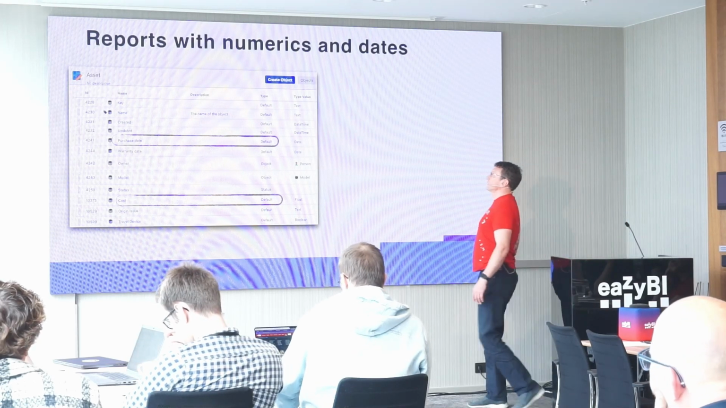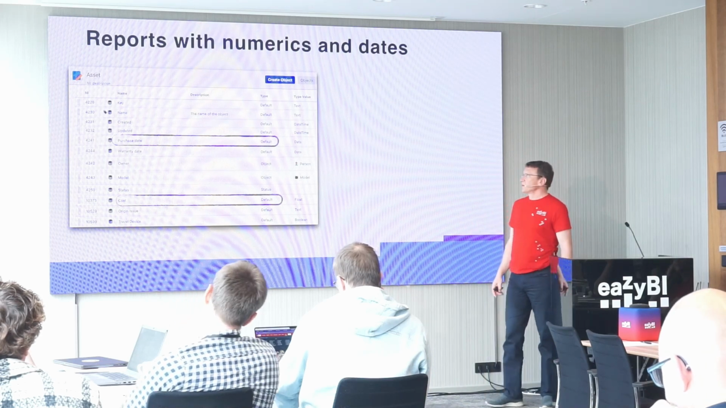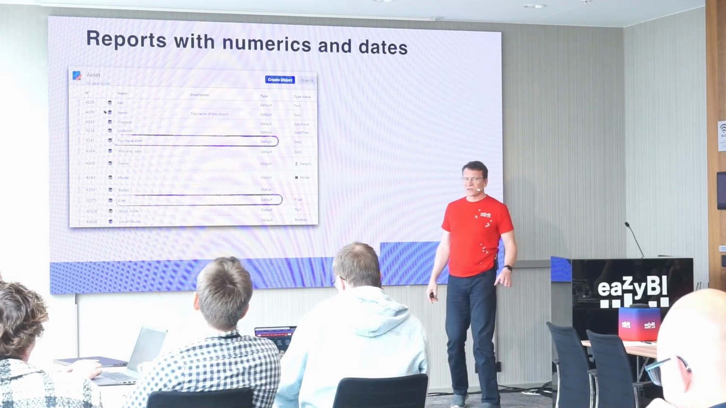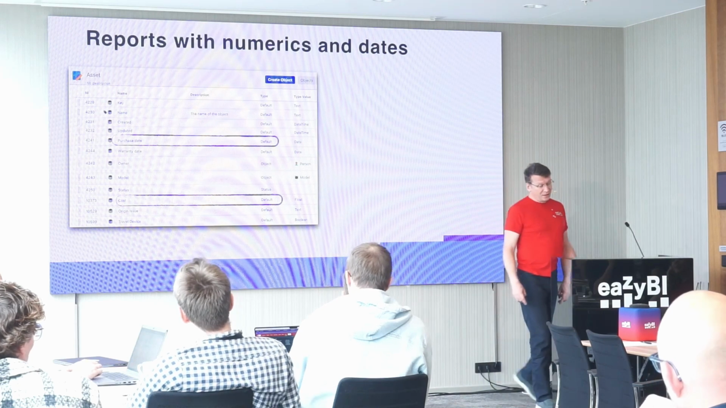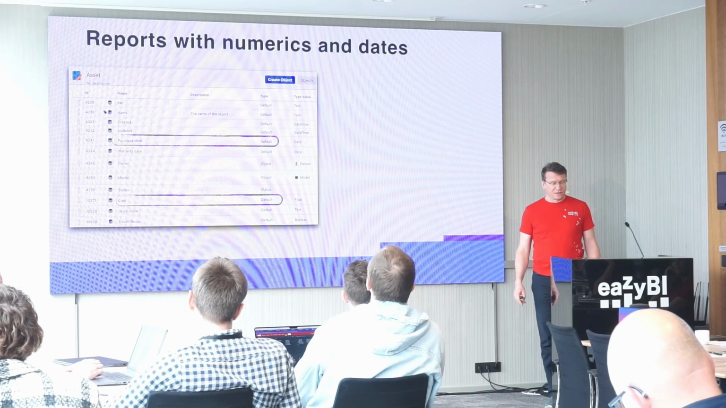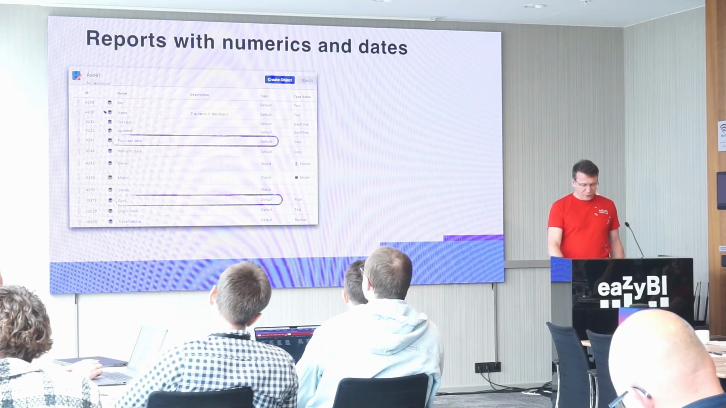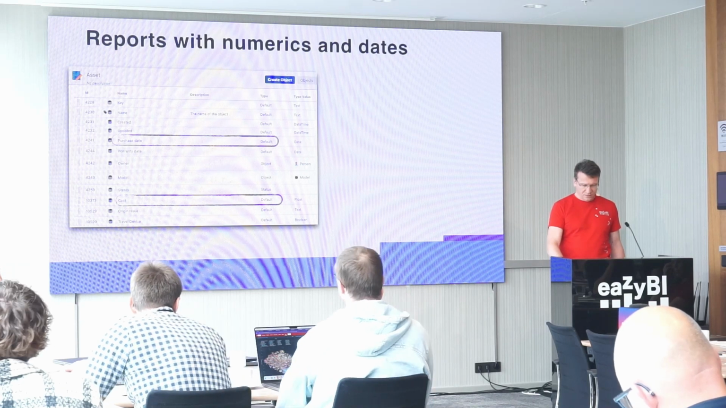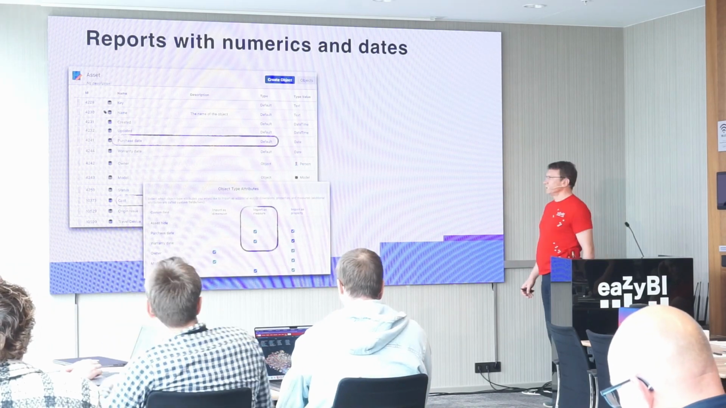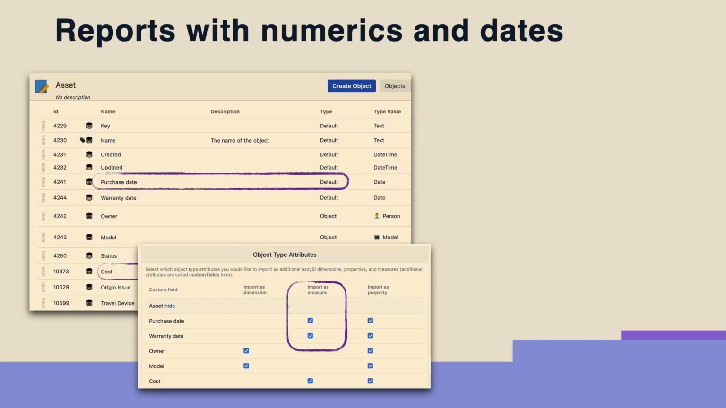Assets objects don't have only the linked attributes, but also numerics, texts, and dates, and those also are supported in the eazyBI data model. For numeric, this is a reminder. It is similar to what we have in Jira custom fields.